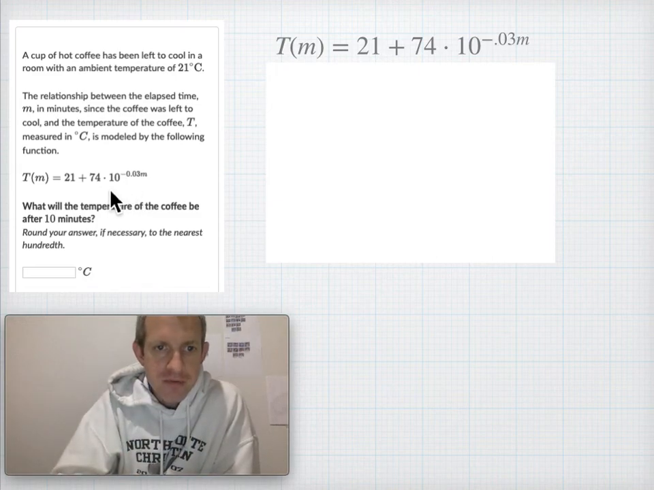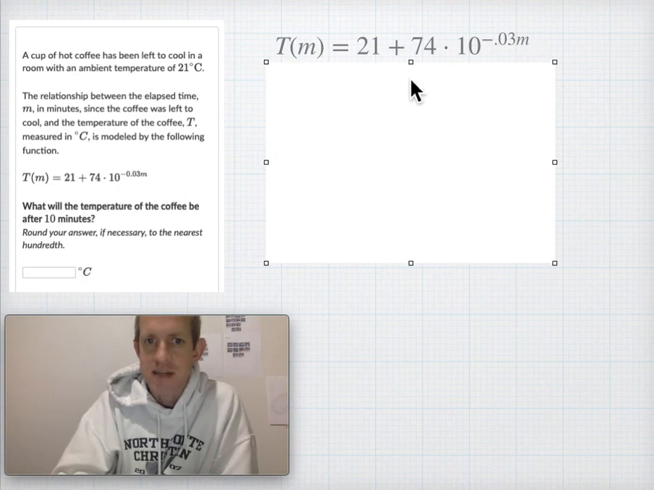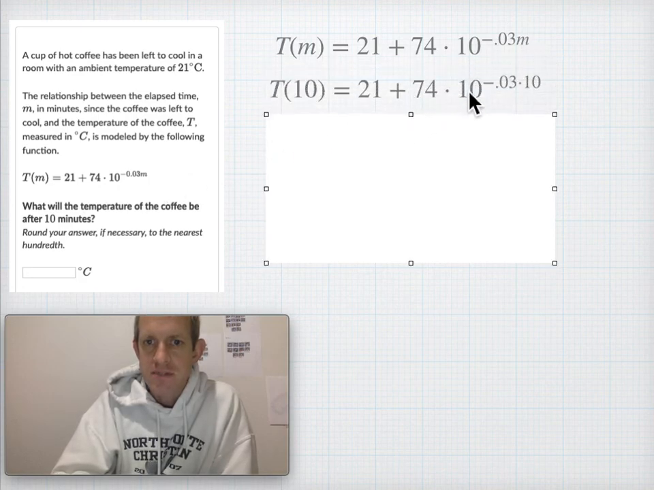But the first question is simply, what will the temperature be after 10 minutes? And so that means our m, our variable, is 10. And so we plug a 10 in for m. And it's a pretty quick, simple evaluating question.